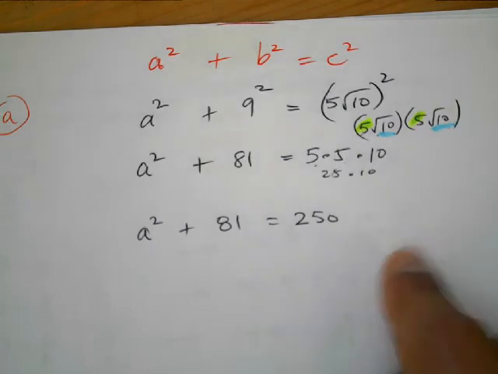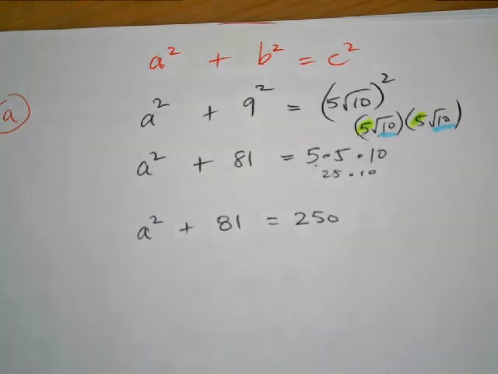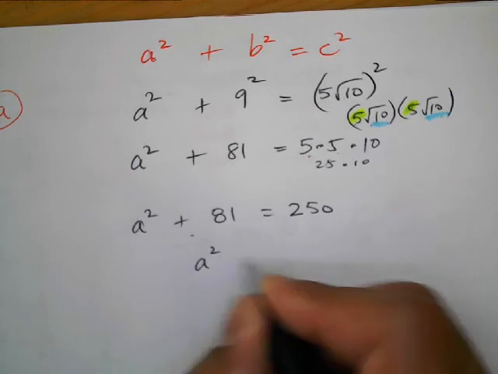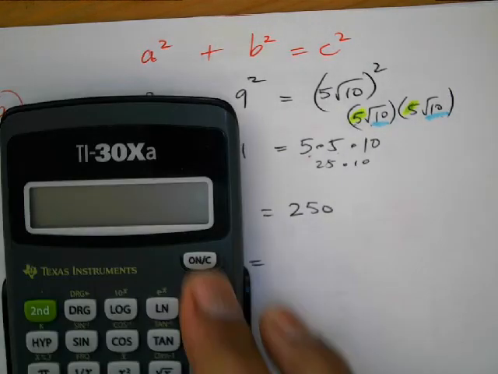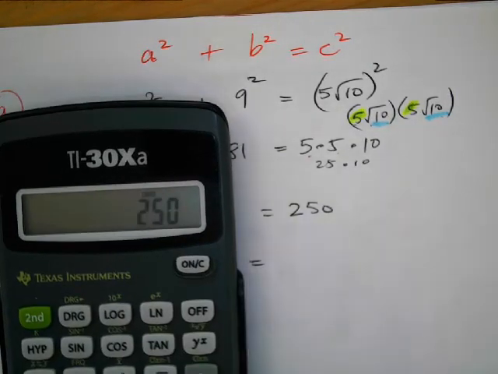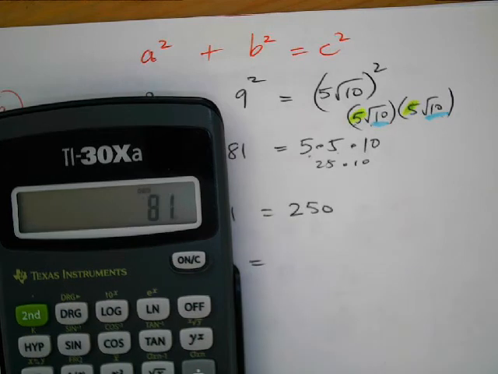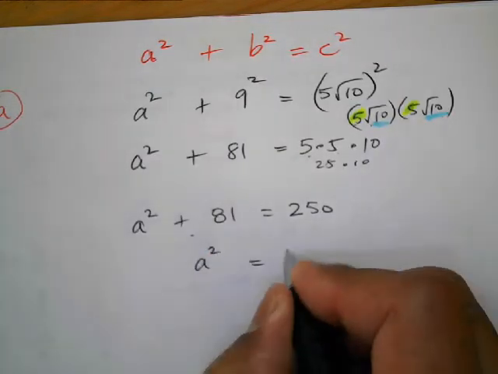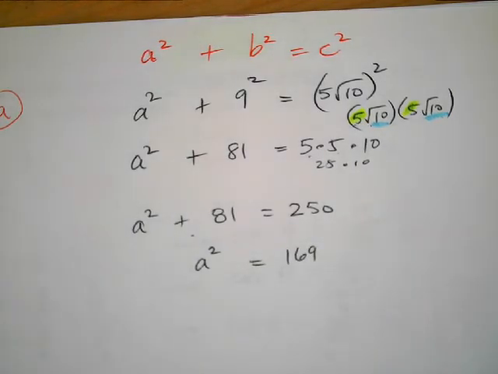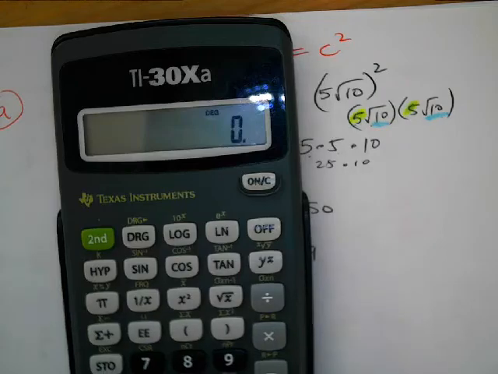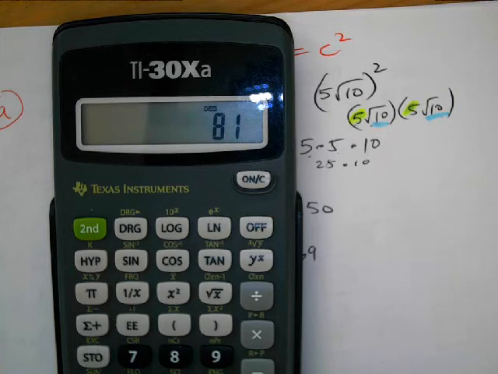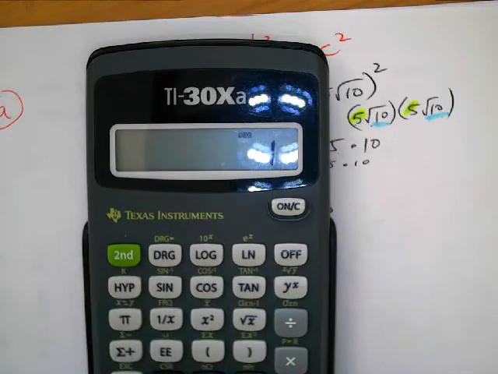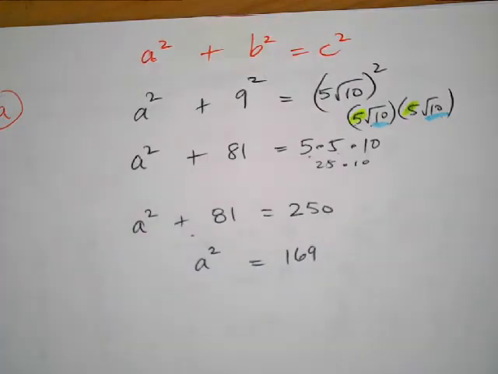Careful when you do these. This is where you don't want to make a mistake. And now I got to subtract, right? Subtract 81, subtract 81. You're going to get A squared equals, I don't know what that is, 250 minus 81. 169. Oh, 169 is a perfect square number. Let me try that again. 250 minus 81. Yeah, 169. 169 is a perfect square number, right? Because that's what's going to happen next.